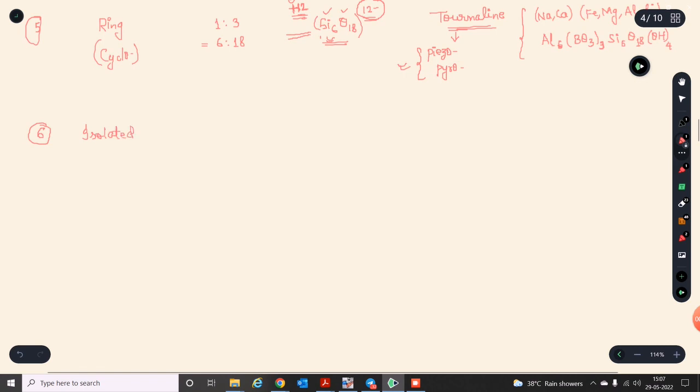Then we have isolated tetrahedra. Isolated tetrahedra are also known as mesosilicates. It has a 1:4 ratio. It is isolated, it isn't pairing up with anything. So simply 1:4 is there for isolated tetrahedra. Here we have SiO4 4 minus, fayalite, a member of the olivine group. This is one of the examples. Fayalite to forsterite, that is the complete olivine group, with Mg and Fe end members. Mg2SiO4 is forsterite, and the Fe end member is fayalite.